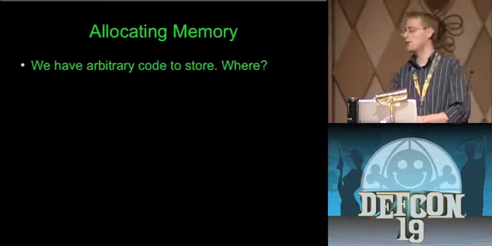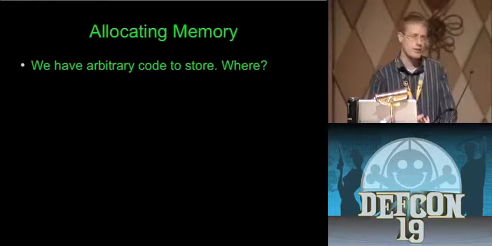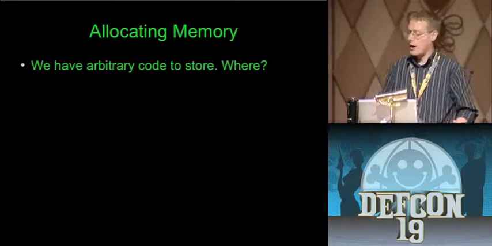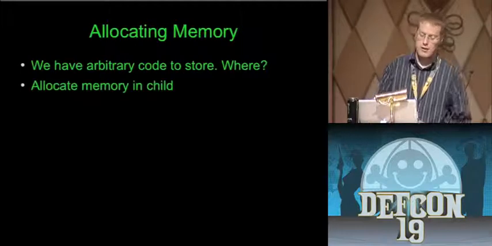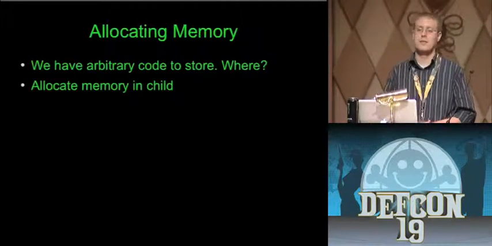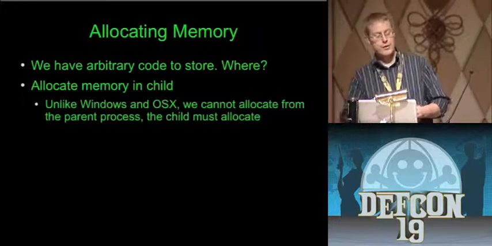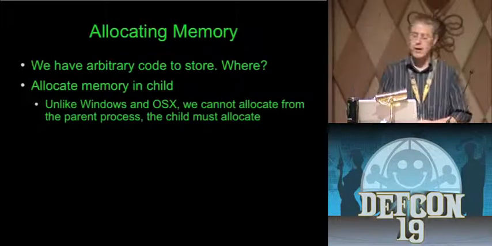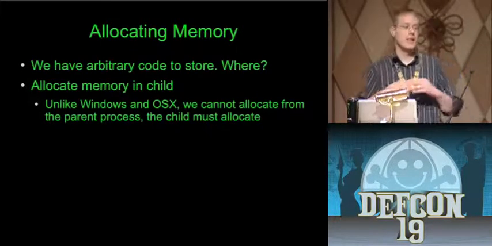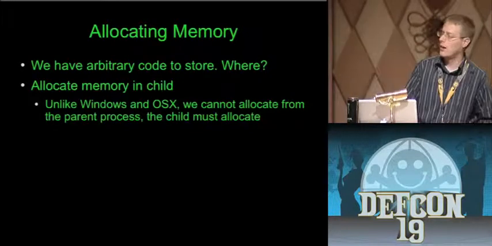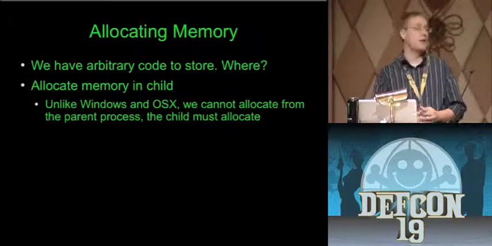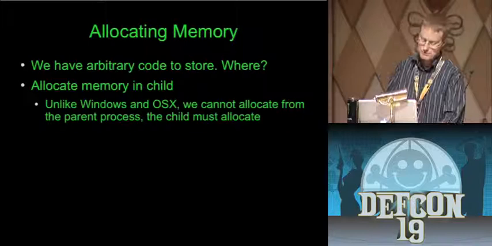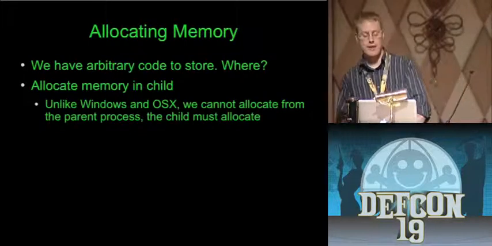So we know we have some arbitrary code that we need to store. We can't store it in the stack. We can't store it in the heap. We can't store it where EIP points to. Where can we store it? So what we need to do is allocate memory in the child. But unlike Windows and OS X, we cannot allocate from the parent process. The child process must be the one to allocate. In Linux, in FreeBSD, in SoldierX, there is no API to allocate memory in a different process. So the child process must be the one to allocate memory.